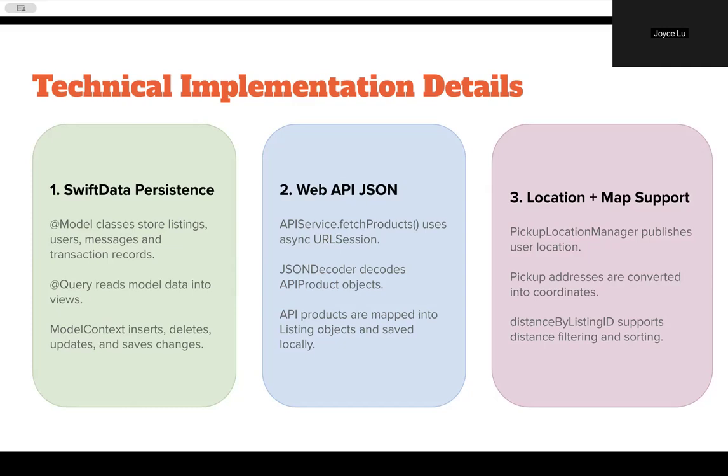And third, the app includes location and map support. So Pickup Location Manager publishes the user location, and pickup addresses can be converted into coordinates. The app also stores distance values by listing ID, which supports distance filtering and sorting. This is important because local pickup is one of the main features of the app. Overall, these technical features show that the app is not only a UI prototype, it includes persistent data, external API processing, and location-based functionality.